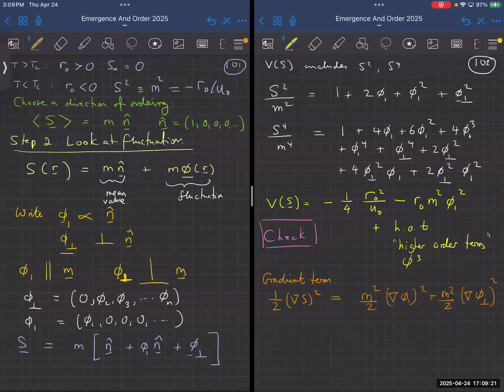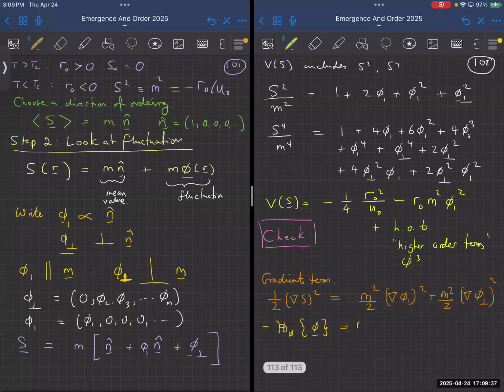So overall, if I were to write out the effective Hamiltonian for the fluctuations, I'm going to call that phi. That just depends on the vector phi, the fluctuations. And that looks like the following. The factor of m occurs outside, so that comes out as m squared over 2. I scaled everything by m over here, and we did that to make life easier for ourselves.